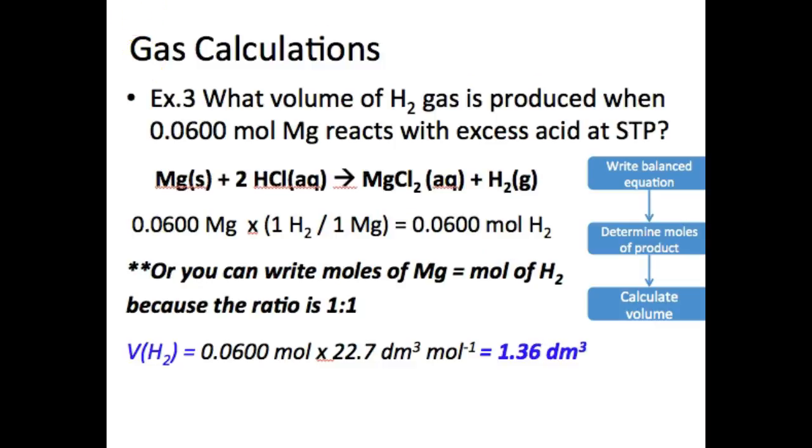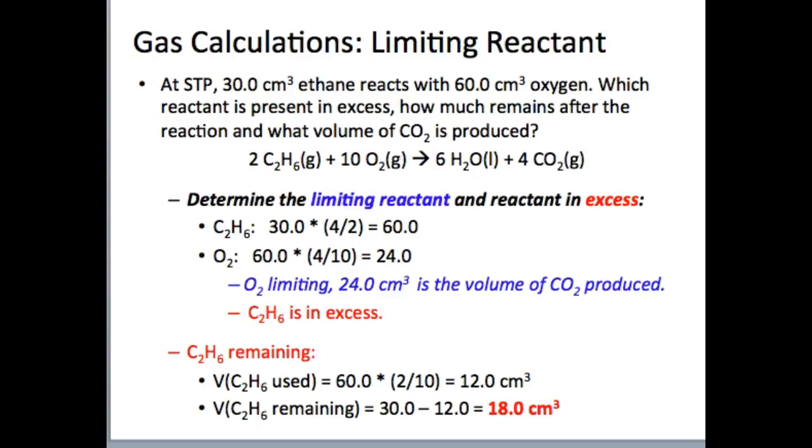And then what we're going to do is try to figure out what the volume of hydrogen is. Since we're again talking about a gas at STP, we could use the 22.7 value. So we take our moles and multiply by 22.7 decimeter cubed per mole, and we get 1.36 decimeter cubed.